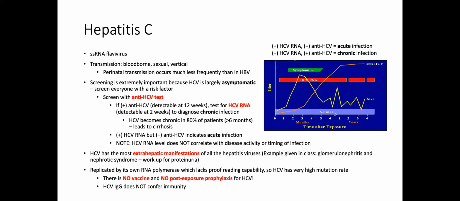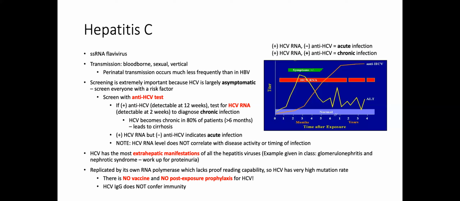So never assume. They're asymptomatic. We're going to screen them. It's easier screening than hepatitis B, but it's hepatitis C antibodies. If the antibodies are positive, it's detectable at 12 weeks. Then we're going to test RNA. It's detectable at 2 weeks to diagnose chronic infection. It's chronic in 80% of the patients. So most patients have chronic Hep C if they do get it.